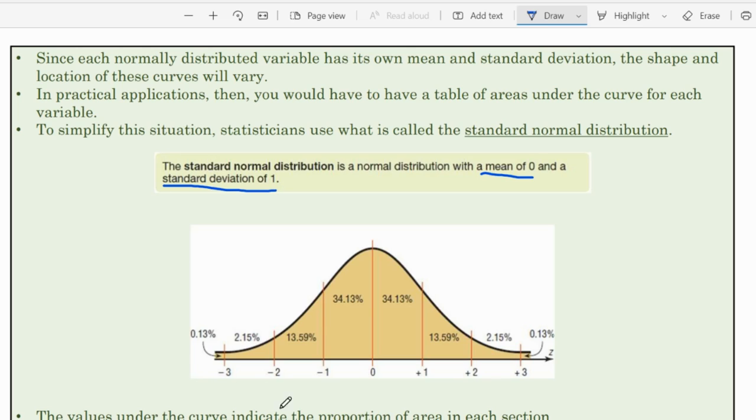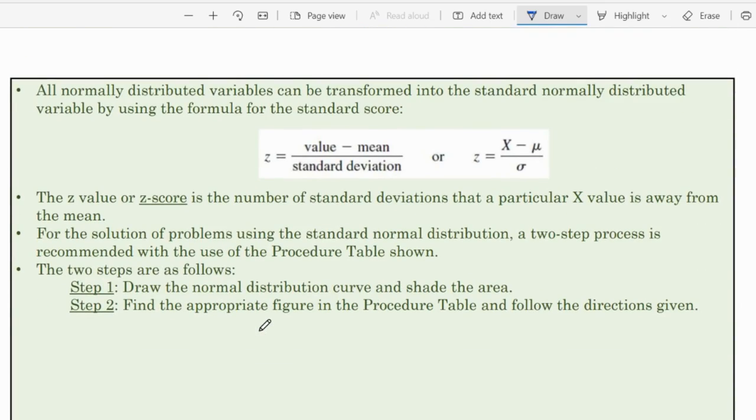Now, the values under the curve also indicate proportion of the area. And so earlier, we talked about how the area underneath the curve is equal to 1. Well, now that we know the area under the curve is equal to 1, I can now look and say what percentage of the area is between a certain point or to the right of a certain point. So essentially, area and probability are synonymous in normal distributions and any other distributions.